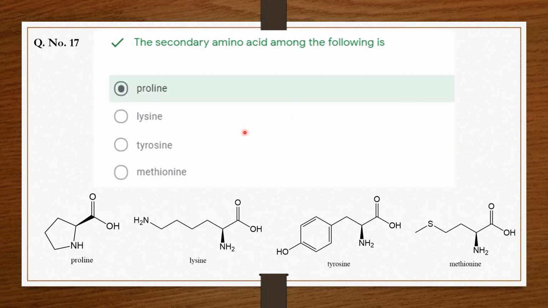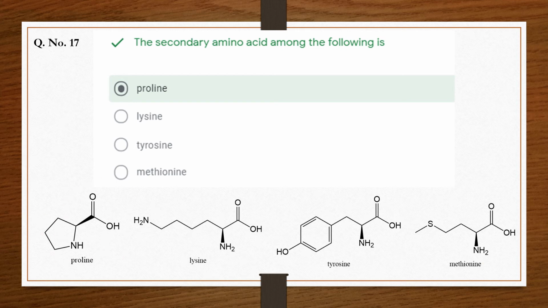The secondary amino acid among the following is? It's a direct question. Actually, proline is the right answer. That is the only secondary amino acid. If you look at the structures here, lysine is a primary, and tyrosine is also primary, and methionine is also primary, and proline is a secondary amino acid.